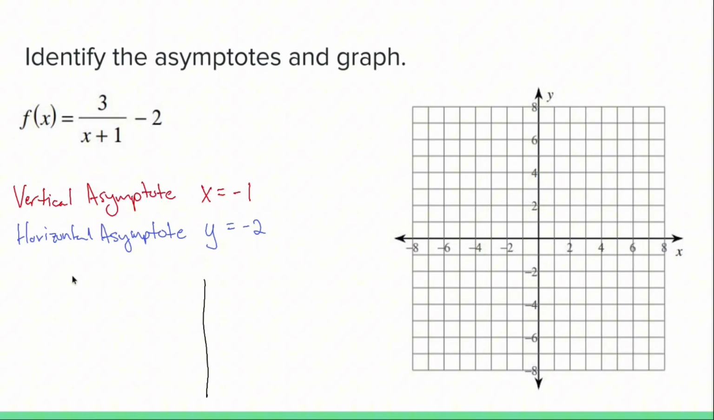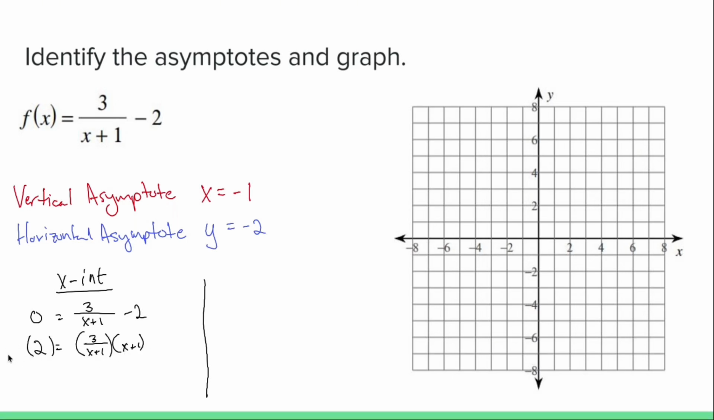So let's do the x-intercept first, the harder one. The x-intercept, also known as the 0, also known as the roots, is what happens when you set f of x equal to 0, because your y is going to be equal to 0. So if we do that, we would have 0 equals 3 over x plus 1 minus 2. If we add 2 to both sides, that gets me 2 equals 3 over x plus 1. Multiply both sides by x plus 1.